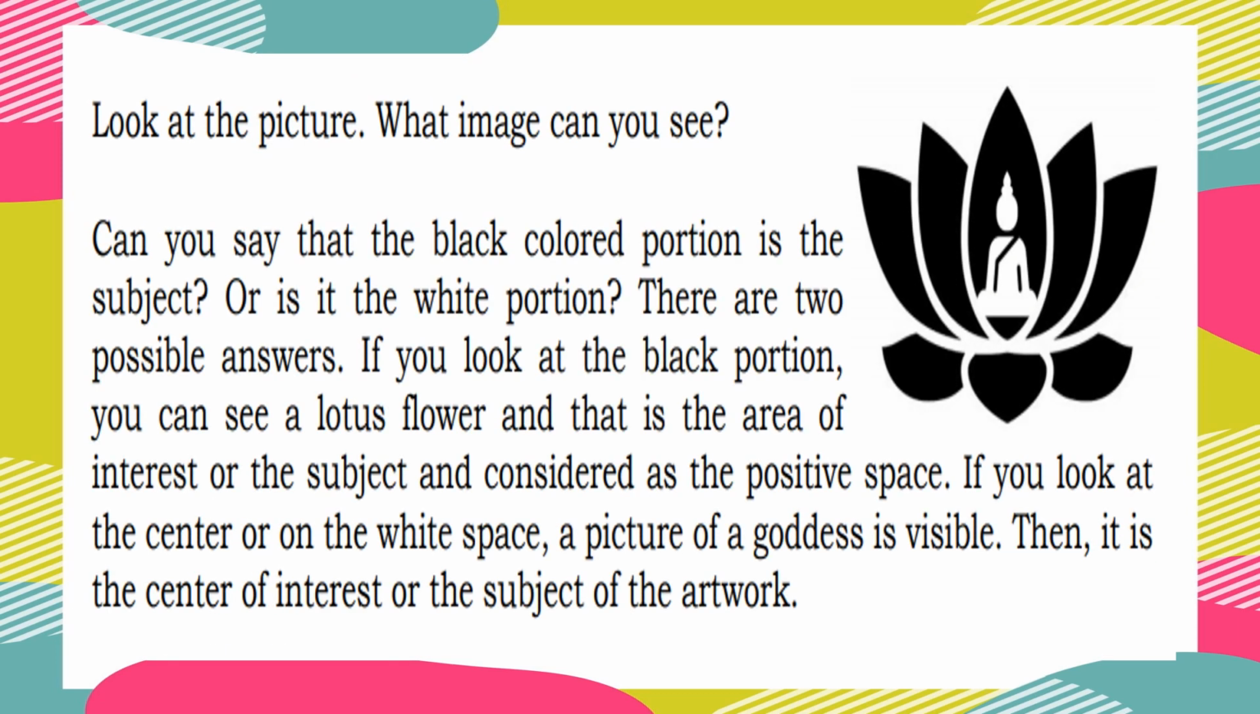Look at the picture. What image can you see? Can you say that the black colored portion is the subject? Or is it the white portion? There are 2 possible answers. If you look at the black portion, you can see a lotus flower, and that is the area of interest or the subject and considered as the positive space. If you look at the center or on the white space, a figure of a goddess is visible. Then, it is the center of interest or the subject of the artwork.